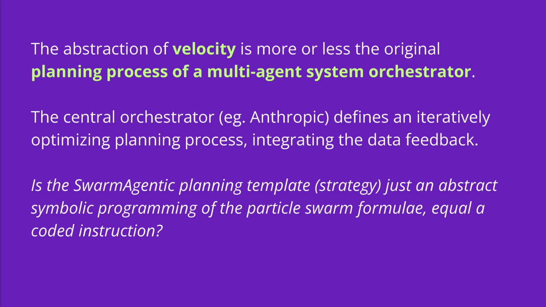Now I thought at the end, if you are interested, why not a challenge? Let's test out my knowledge and your knowledge after reading this. So I think the abstraction is more or less of the original planning process of a multi-agent system orchestrator. And if we go to the simplest system configuration, like Anthropic is doing, the central orchestrator defines an iteratively optimizing planning process for the multi-agent system, integrating simply the data feedback. But now in the swarm, we have a completely different story, no? Because, and this is more or less the question, is the SwarmAgentic planning template, this means the strategy, based in the swarm and therefore integrating the term of failure, the personal system best, and the best in the swarm representation? Is this not just another abstract symbolic programming, kind of parallel to the particle swarm formula, equal to a coded instruction template?